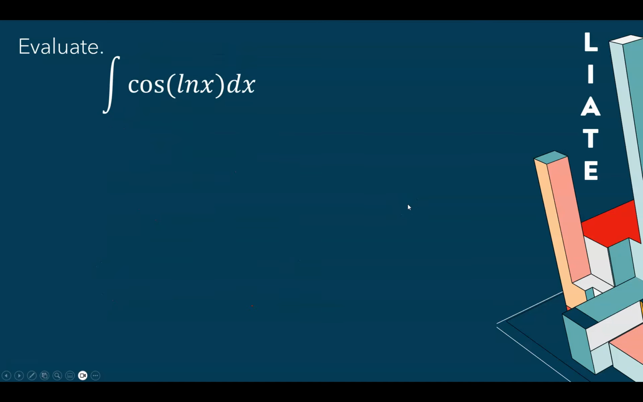All right, so how are we going to evaluate cosine of natural log of x dx? Well, that one's actually a little bit weird, you're going to see. We're going to choose u to be the entire cosine of natural log of x. We can't do the input because that would be u substitution, a chain rule thing, so there's only one piece, cosine of natural log. And that makes dv equal to dx.